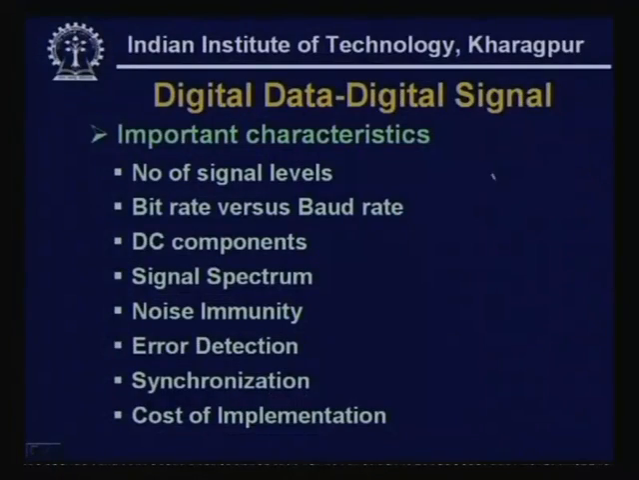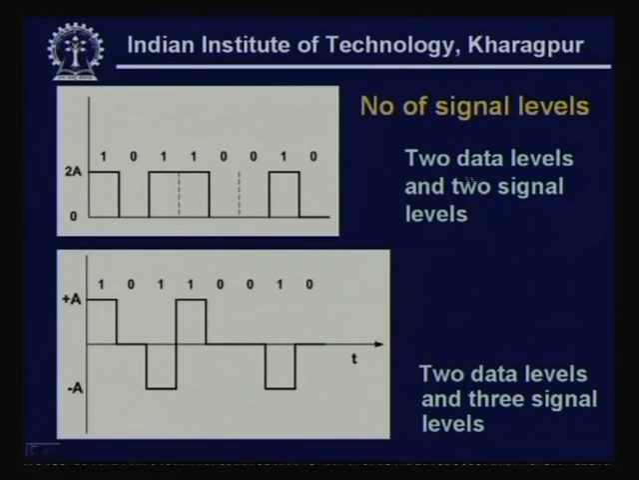Here are some of the important characteristics. First one is the number of signal levels. As we do the encoding, the number of signal levels can remain 2, because it is binary data, it can be coded with 2 levels, or you can do multi-level encoding. For example, here your data has got 2 levels 0 and 1, and the signal has also got 2 levels. So, 2 signal levels, one is 0 volt, one is 2A volt, that means 2A is the amplitude and 0 is the amplitude. So, here 2 data levels and 2 signal levels.